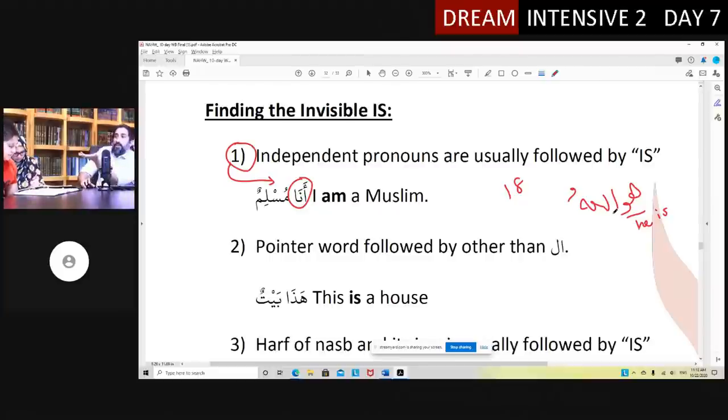Huwa Ahmad, he is Ahmad. Hiya Maryam, she is Maryam. Ana Nu'man, I am Nu'man. Pronouns give away the is and the am and the are right after them. Anta, for example: Anta Muslim, you are a Muslim. Anti Muslimatun, you are a Muslim woman. Antuma Muslimani, both of you are Muslims. We'll make sentences later on, but I want you to know, when you see a pronoun, you can put an is, am, or are right after, and that's an easy way to get a sentence. Is that clear?